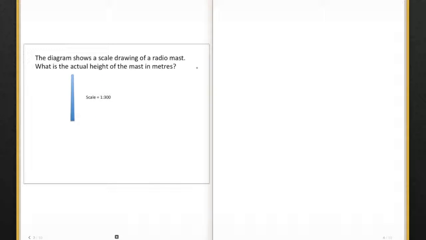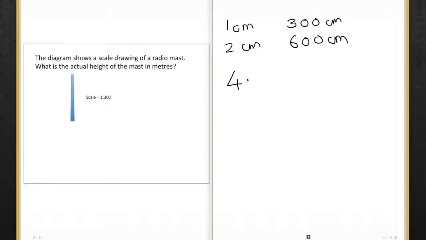Next question. The diagram shows a scale drawing of a radio mast. What is the actual height of the mast in metres? The scale is 1 to 300. So if I measured it at 1 centimetre, the actual size would be 300 centimetres. If I measured it at 2 centimetres, the actual size would be 600 centimetres. Measure the mast with a ruler, and I measured it on my printout at 4.3 centimetres. So now I need to times that by 300.